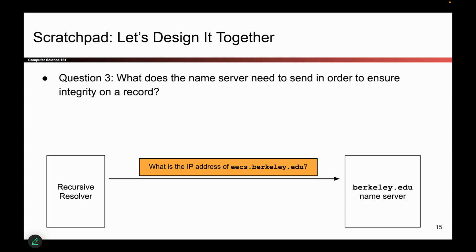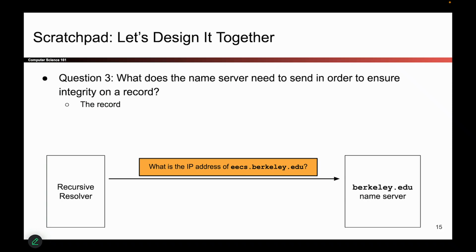So it's no longer enough just to say, here's the answer, it's this IP address. We also have to include some extra data. So in English, what would that data look like? I can think of 3 things we need, so you can try and predict what they are before I show them. So the 3 things I think we need are the record itself. That hasn't changed. We still have to say that the IP address of eeks.berkeley.edu is some sequence of numbers.